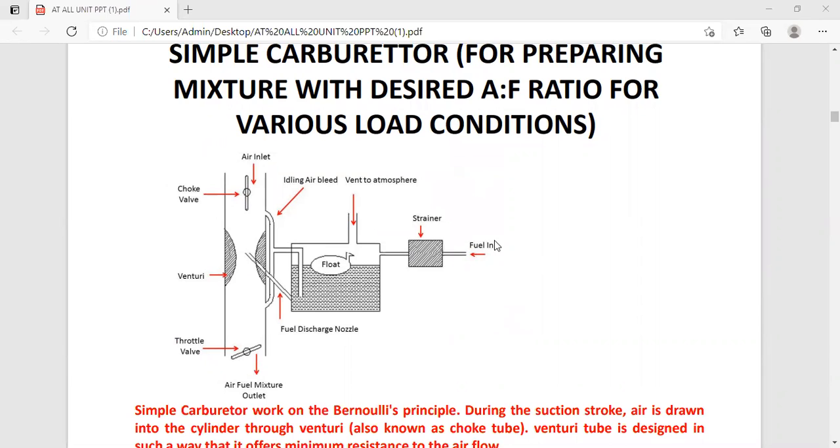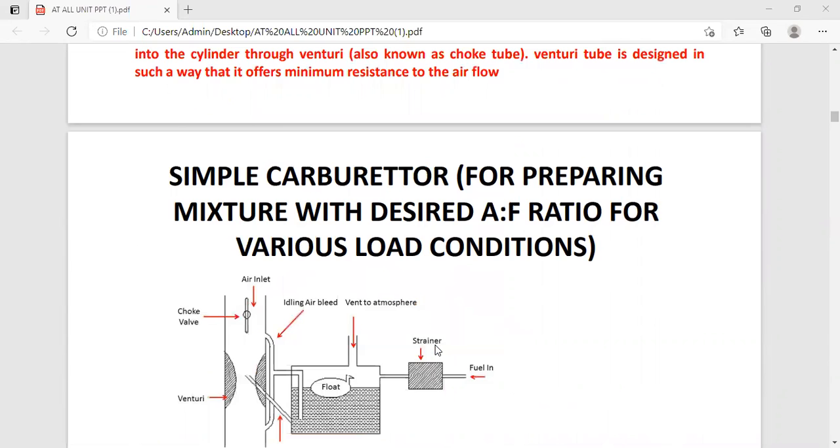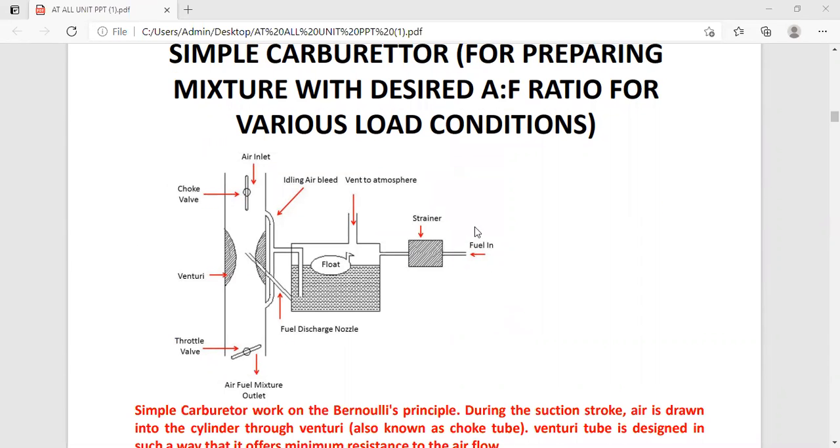Okay, this is another diagram of the simple carburetor. Now here you can get a clear idea. This is the actual diagrammatic view I have shown. As we have discussed, fuel from the fuel tank is supplied. In this strainer, the foreign contaminants will be removed, and this is the fuel in. Now atmospheric condition is acting over here. You have seen this is the float, and this nozzle, this is the tip of this float.